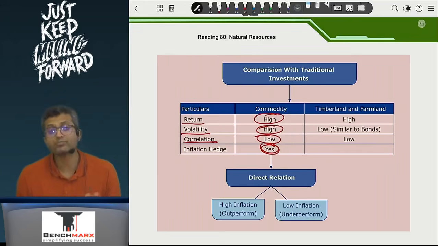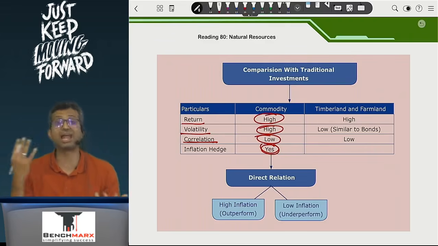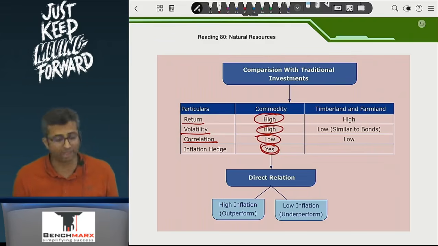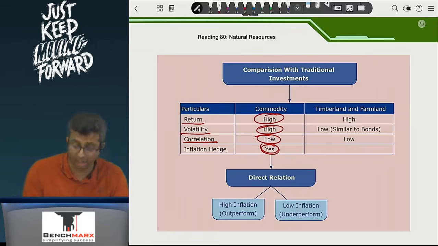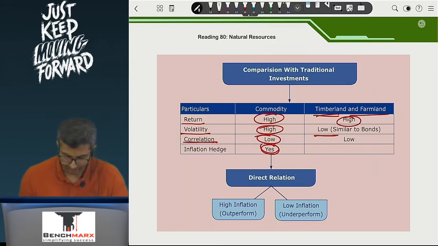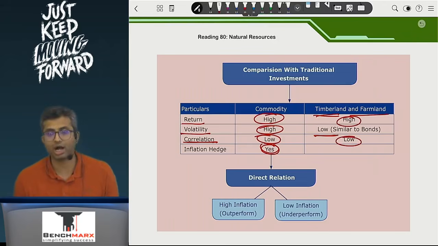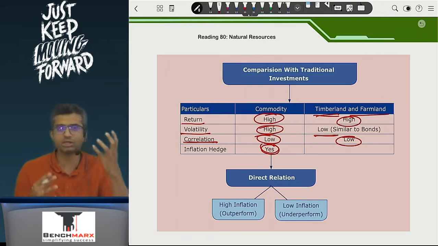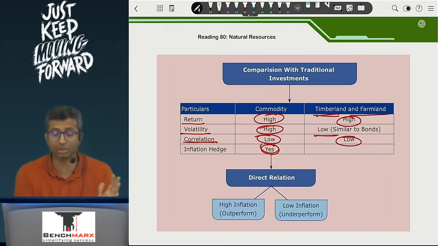Correlation is relatively low. Again, it depends on the type of commodity. If you have industrial commodities like oil, steel, maybe the correlation will be high with the Sensex and the industrial activity. But if you are having a general commodity, like wheat, jowar, bajra, or a food item, maybe the correlation will be relatively low. When you look at timberland and farmland, again the returns are quite high, but the volatility or risk is quite low. Correlation is quite low. And all this because these are fairly few properties, few investors, large, illiquid, and hence their prices don't necessarily change in tandem with that of the market.